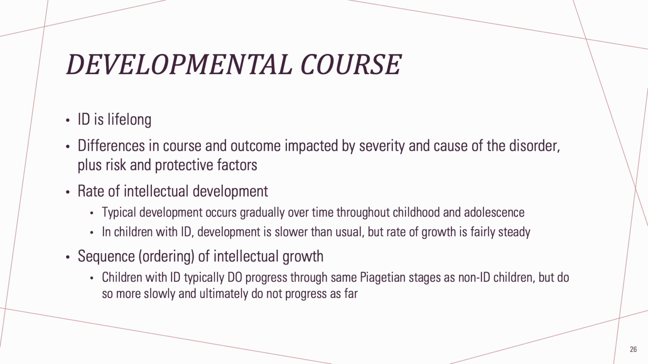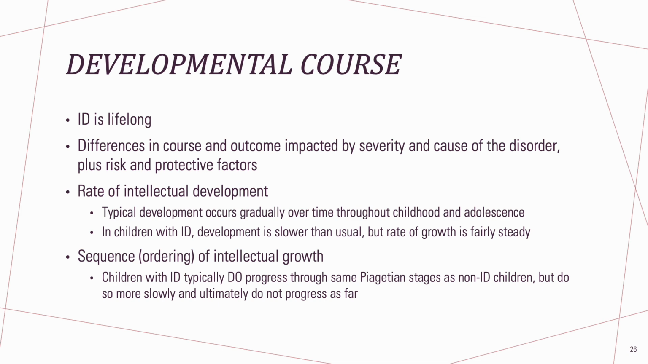In terms of intelligence and the rate of intellectual development, we tend to see that children who are typically developing have intellectual development that really occurs gradually over time throughout childhood and adolescence. But in contrast, in children with intellectual disabilities, we see that development is slower than usual, but that the rate of growth is fairly steady.